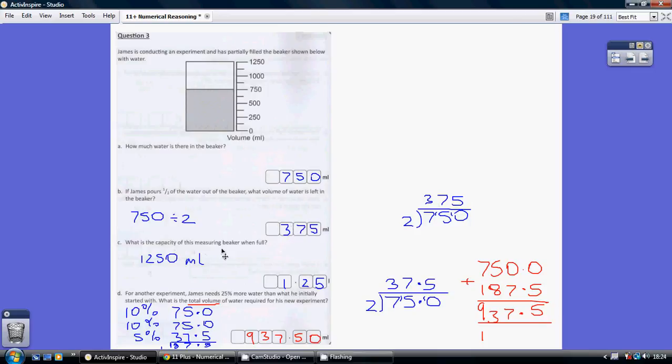What is the capacity of the measuring beaker when full? Well, there you go. When it's full, it's right up at the top, 1250. So 1250 millilitres. We've been asked to give the answer in litres. There are 1,000 millilitres in a litre.